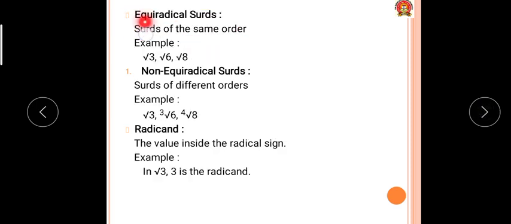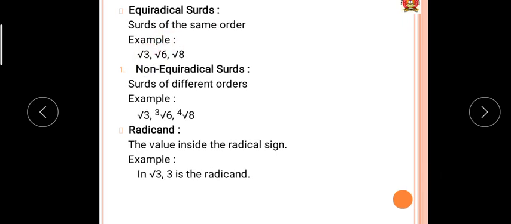Now, equiradical means surds of the same order. The order of the surds is the same. See here, for example, root 3, root 6, root 8, all three have the same order, that is 2.